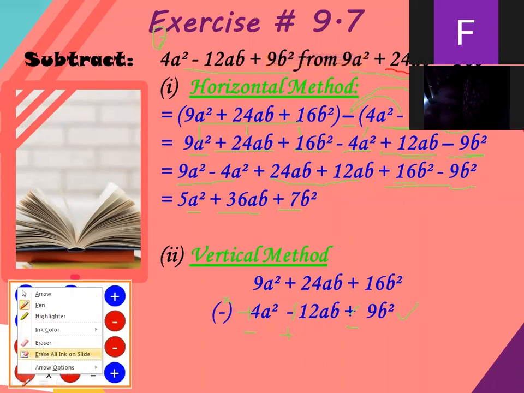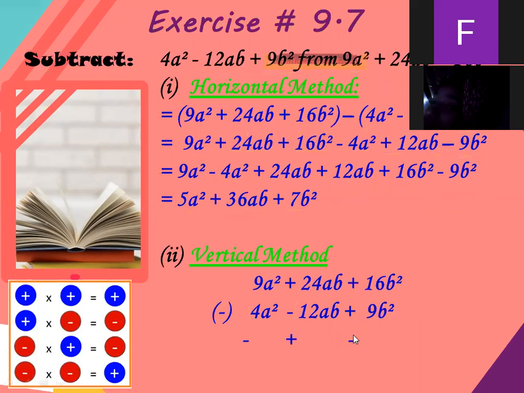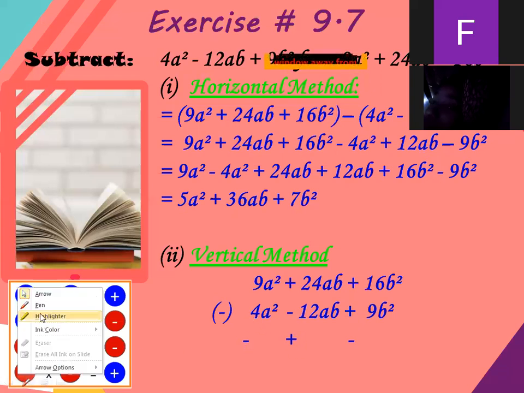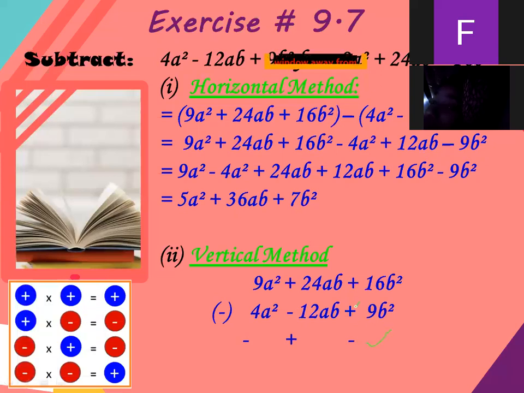Now in the next line, you are going to write down the additive inverse of your given expression. This plus will become minus, this minus will become plus, and this plus will become minus. So you are going to consider this sign of the second expression, not this one. Okay, so plus minus minus, so 16 minus 9, it will become 7b squared. Plus plus is plus, so 24 plus 12, it will become 36ab, and plus minus is minus, so 9 minus 4, it will become 5a squared. So this is your vertical method.